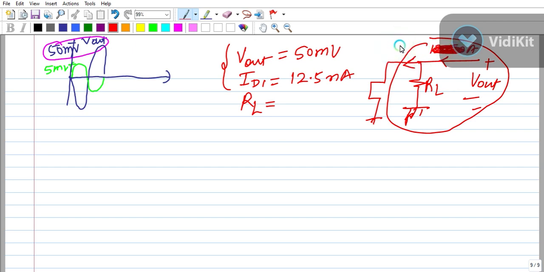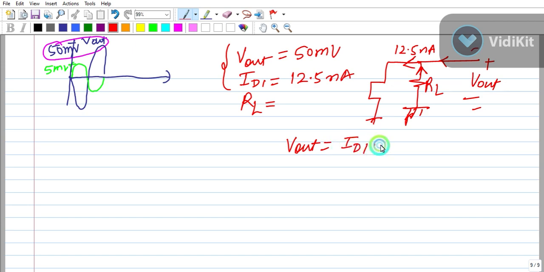See, the current is flowing through this, 12.5 nanoampere. So V out is equal to ID1 into RL. Okay. So RL will be equal to V out divided by ID1.